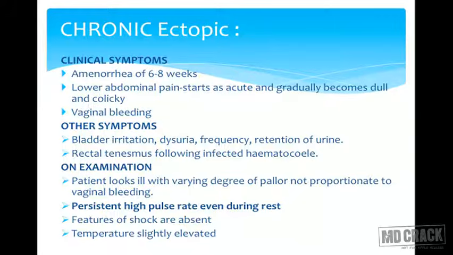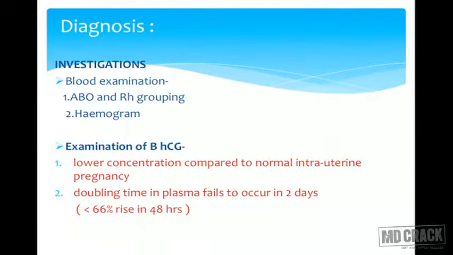On examination, these patients look ill. The patient has ill looking face, varying degrees of pallor depending on the amount of blood she has lost in the peritoneal cavity. Persistent high pulse rate. Even at rest, she would have tachycardia. Features of shock will not be there, but ill looking patient with tachycardia and some rise in her body temperature would tell us that maybe she is having chronic ectopic.